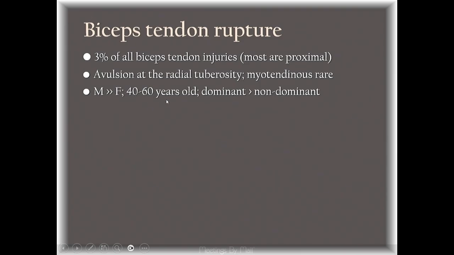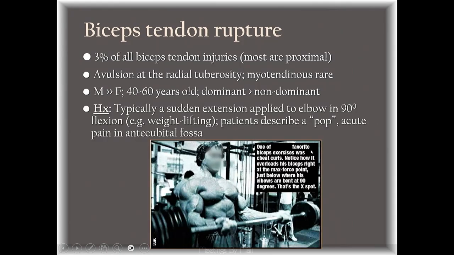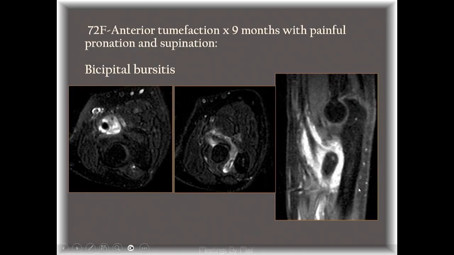Forty to sixty is the classic patient who comes with this, dominant more than the non-dominant arm, for obvious reasons. History is typically a sudden extension applied to the elbow when it's at 90-degree flexion. Apparently these little bicep curls right around that 90 degrees are the best way to develop your biceps, FYI. But typically you're in that position, but your weight's too heavy and your arm lets go. That's how you tear your biceps tendon. And patients will say, I felt a pop and acute pain.